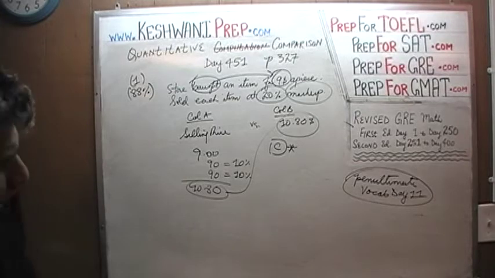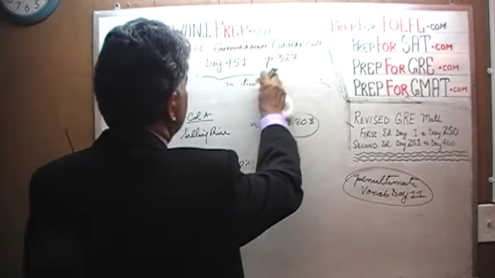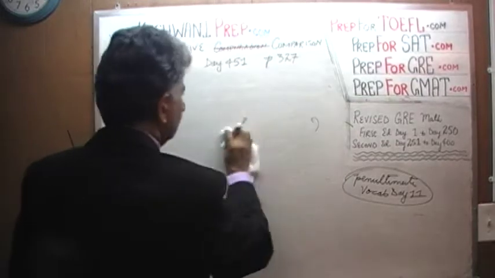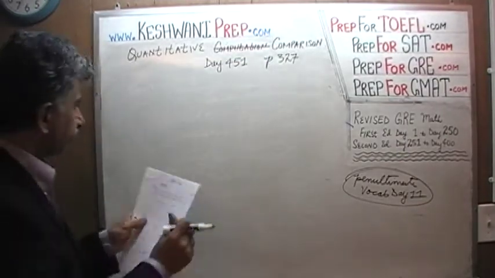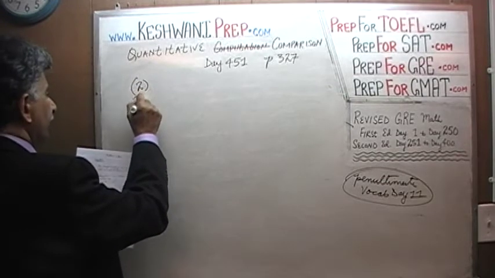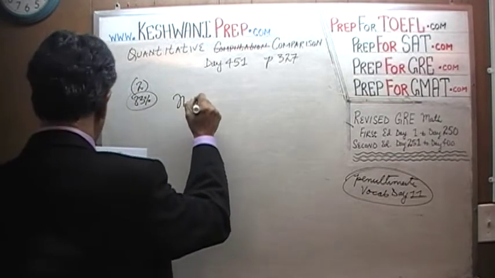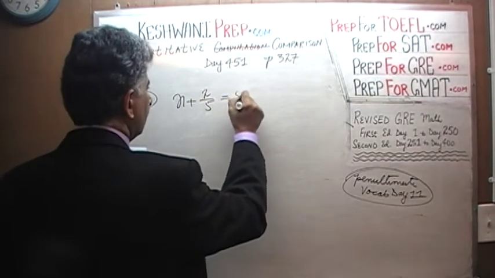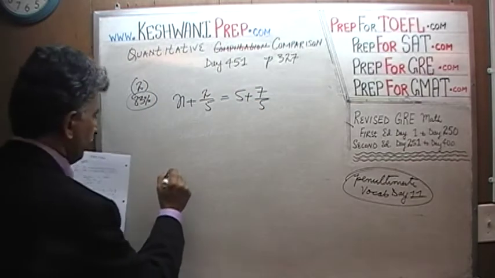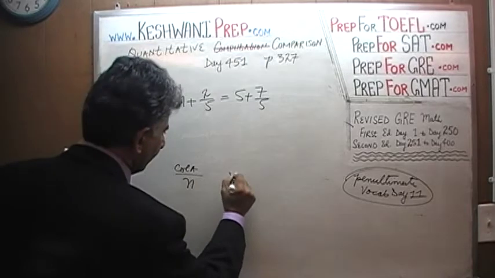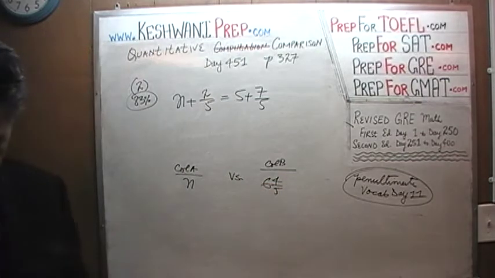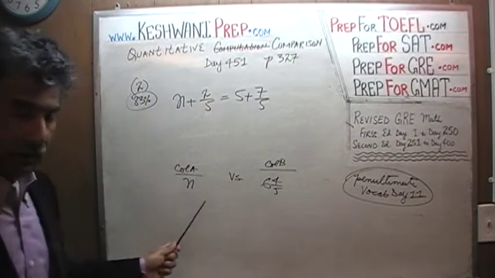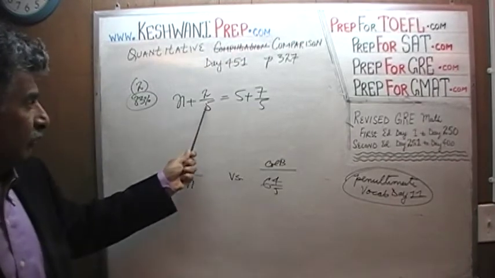Number 2. In question number 2, the percentile was 83%. We are being told that n plus 2/5 equals 5 plus 7/5. And what we are being asked to compare is column A, n, versus column B, which is 6 and 4/5. One more time, the two quantities that we are being asked to compare are n and 6 and 4/5. What we are being told is that n plus 2/5 equals 5 plus 7/5.